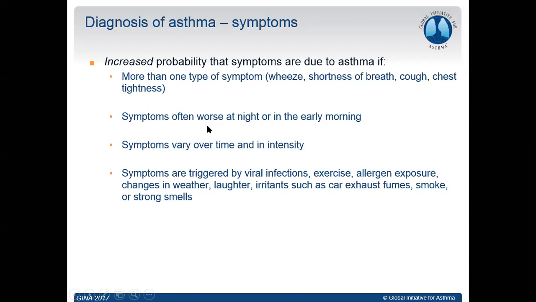So mostly it will be nocturnal: symptoms worse at night or in the early morning. Symptoms vary over time and in intensity. During the winter season, children have more symptoms. So symptoms vary over time or seasons, and symptoms are triggered by something. There should be some trigger, like viral infection in children. For adults, it could be exercise, allergen exposure, changes in weather, or irritants such as car exhaust fumes, smoke, or strong smells. Any of these can trigger asthma. Okay.